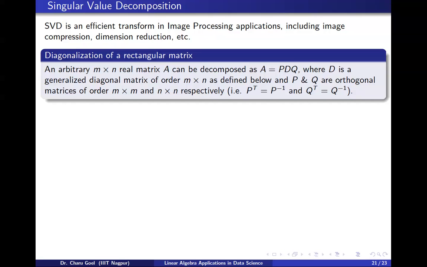And I would associate to each box an entry in the real matrix A. So that matrix will be an m cross n matrix. The idea is to decompose that matrix A as P times D times Q, where D is a generalized diagonal matrix of order m cross n. I'm going to define it very soon. And P and Q will be orthogonal matrices of order m cross m and n cross n respectively. Orthogonal means P transpose is P inverse and Q transpose is Q inverse.